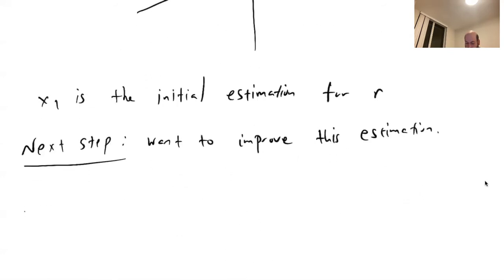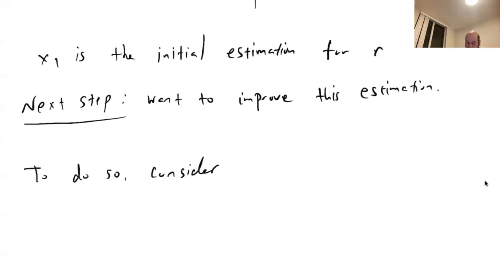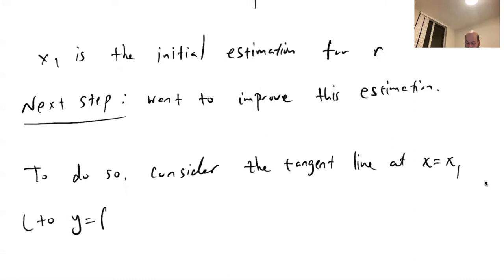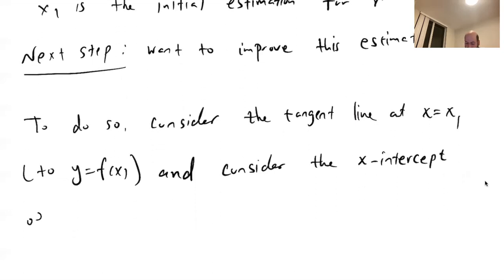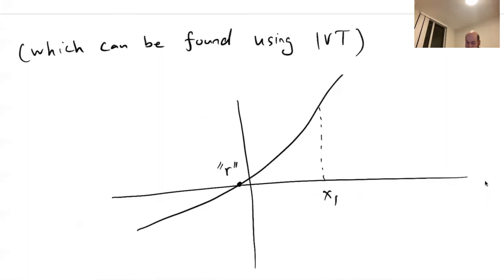To do so, consider the tangent line at x equals x1 to y equals f of x, and consider the x-intercept of this line. You see, this is the tangent line.